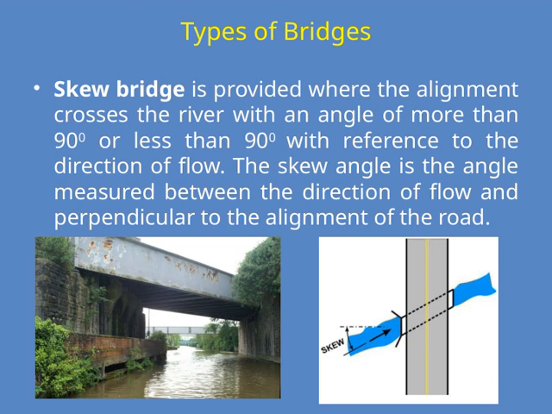This creates a skewed or angled bridge, which can be more complex to design and construct. Understanding the skew angle is crucial because it affects the bridge's structural design and construction process. So, when the crossing isn't perpendicular, we need to consider these factors carefully. This concept ties into the overall theme of understanding different types of bridges and their specific design considerations.